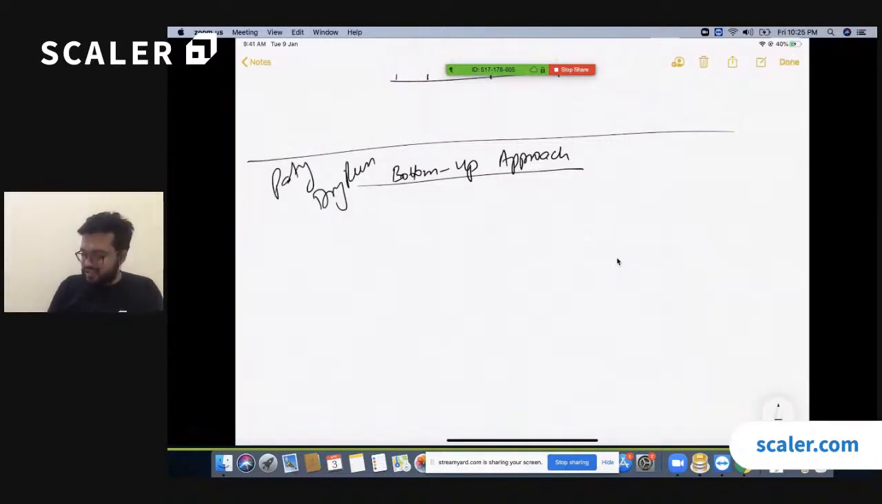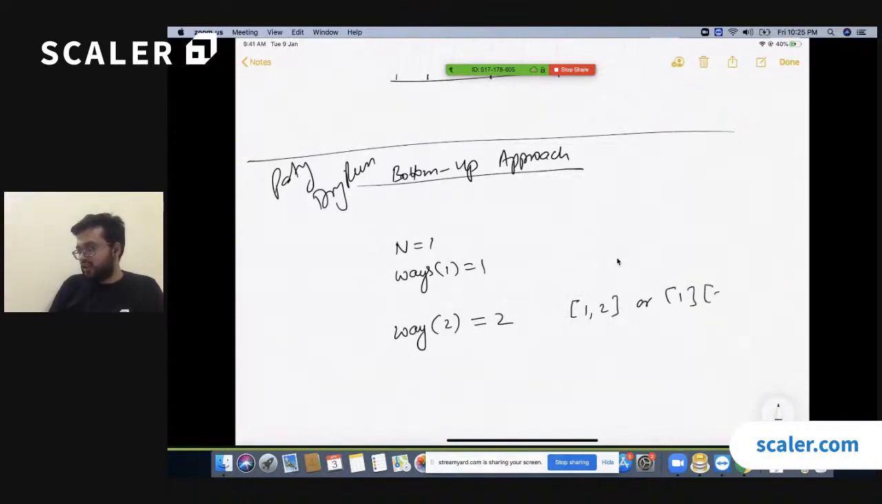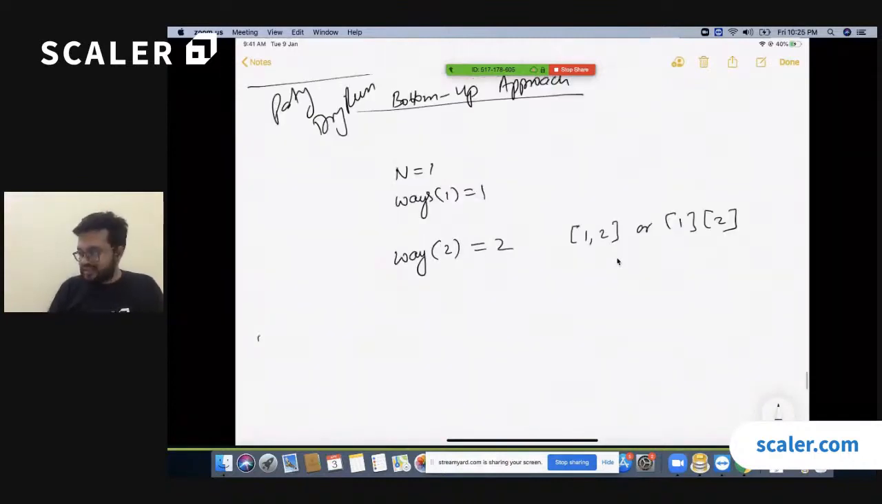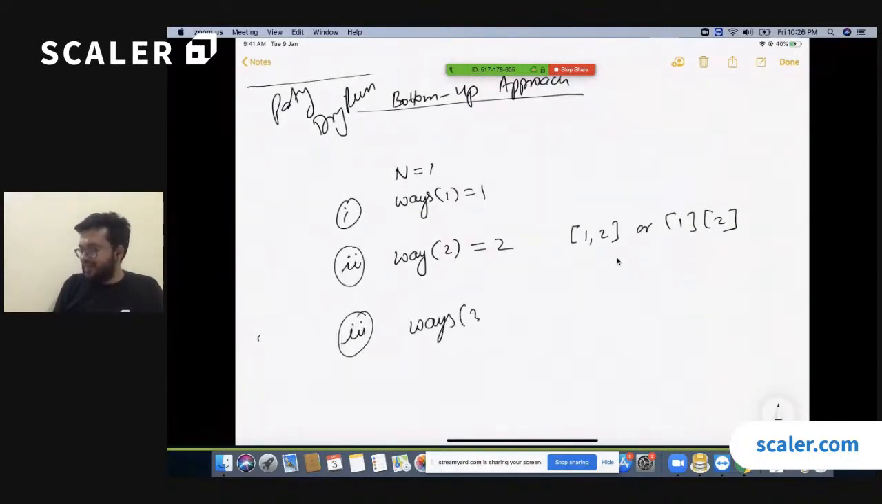Everybody in the class knew that for n equal to 1, the number of ways for one person to enjoy the party is 1. Now, the number of ways for two people to enjoy the party is 2. We discussed that either both of them can enjoy the party together, or both of them can enjoy the party alone. We also know the answer for 3 people in the party. How many ways can 3 people enjoy the party? We said that the answer was 4.